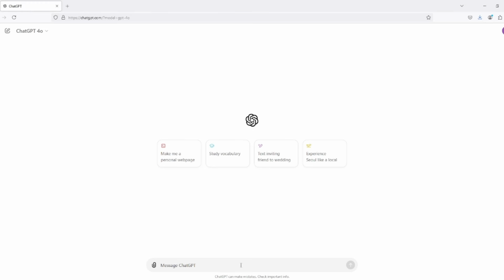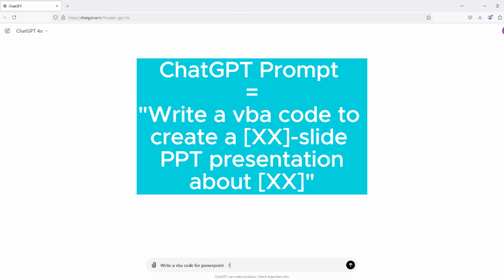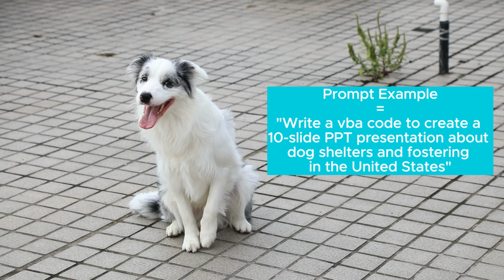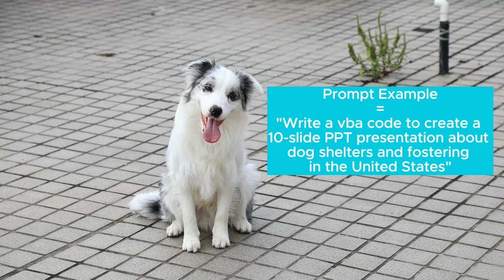First, open ChatGPT and ask it to write a VBA code for a PowerPoint presentation. You can type something like, write VBA code to create a 10-slide PowerPoint presentation about your chosen topic. In this example, I'm creating a presentation about dog shelters and fostering in the United States.